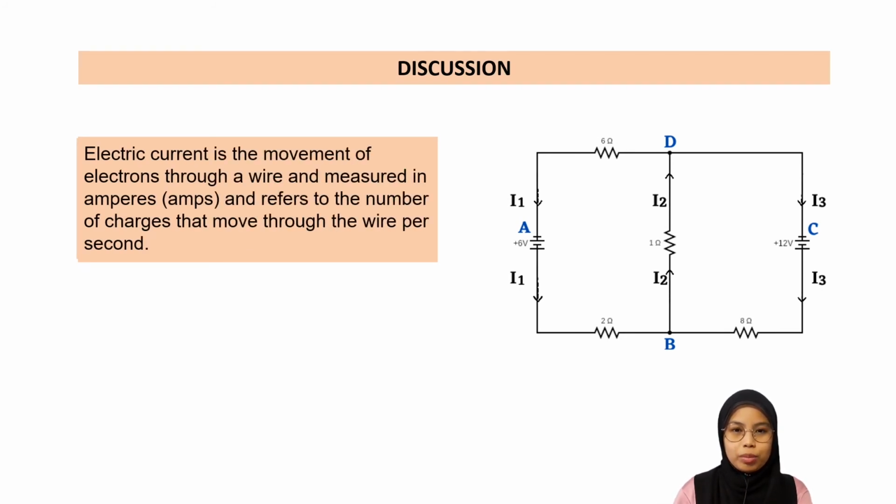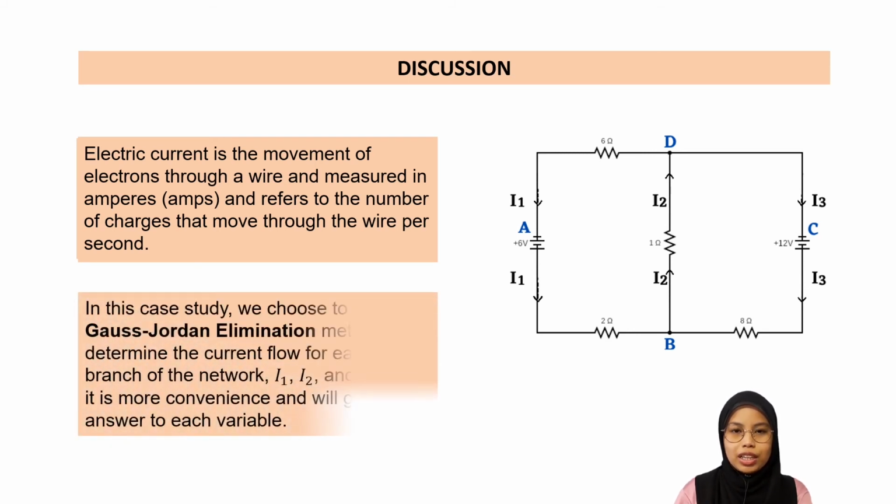Electric current is the movement of electrons through a wire, measured in amperes, or amps, and refers to the number of charges that move through the wire per second. In this case study, we chose to use the Gauss-Jordan elimination method to determine the current flow for each branch in the network, I1, I2, and I3, since it is more convenient and gives a direct answer for each variable. Now, I will pass this presentation to Sabrina.